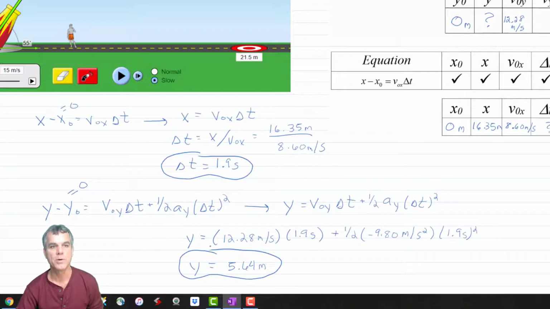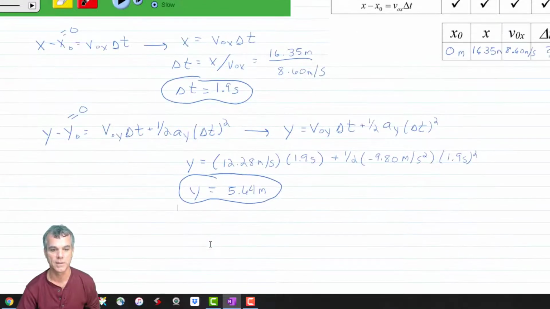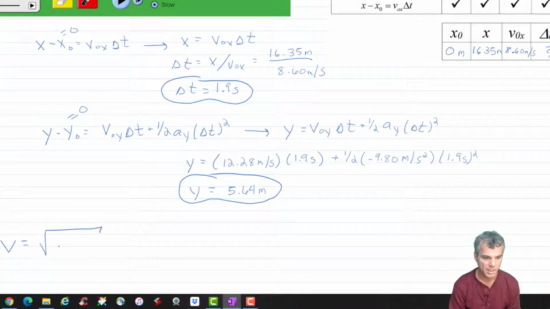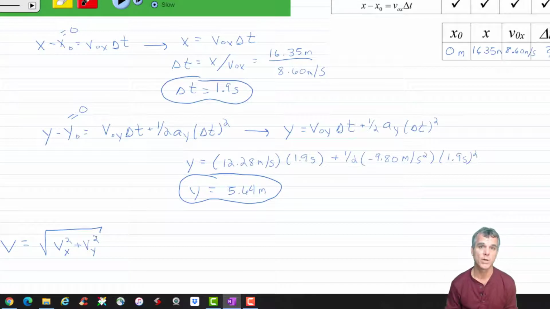E. What is the pumpkin's speed when it has traveled 16.35 meters horizontally? Keep in mind that speed is just the magnitude of the velocity. So if I ever want the speed of an object, what I need is the x component of the velocity and the y component of the velocity at that time. And the speed is just going to be the square root of vx squared plus vy squared. So what I need is what is vx at t equals 1.9 seconds? What is vy at t equals 1.9 seconds?